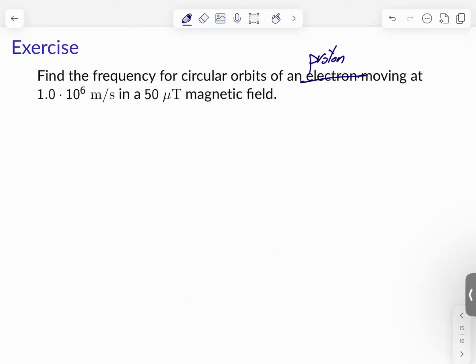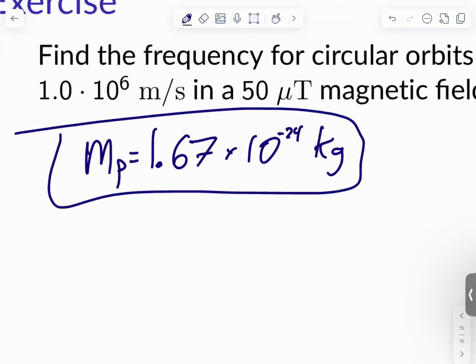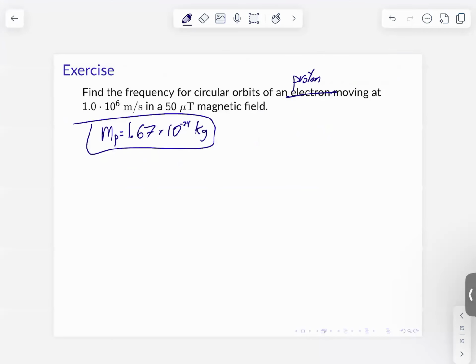Oh, right. I need to tell you. Proton mass, 1.67 times 10 to the minus, oh God, 24. Pretty sure that's right. Someone check me if I'm wrong though, please. This is the kilograms of one proton. Q_p, the charge on a proton, is 1.60 times 10 to the negative 19 coulombs.